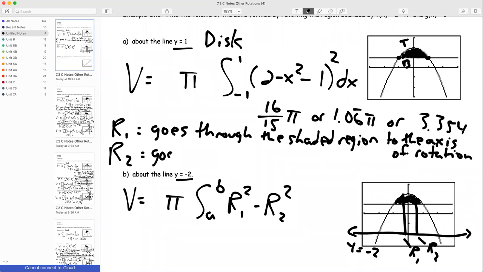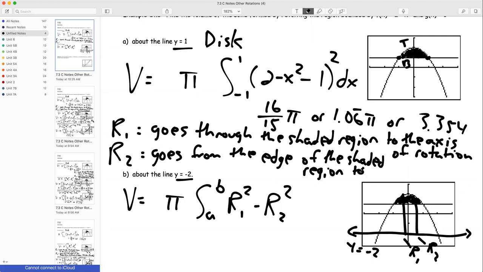R2 goes from the edge of the shaded region to the axis of rotation.